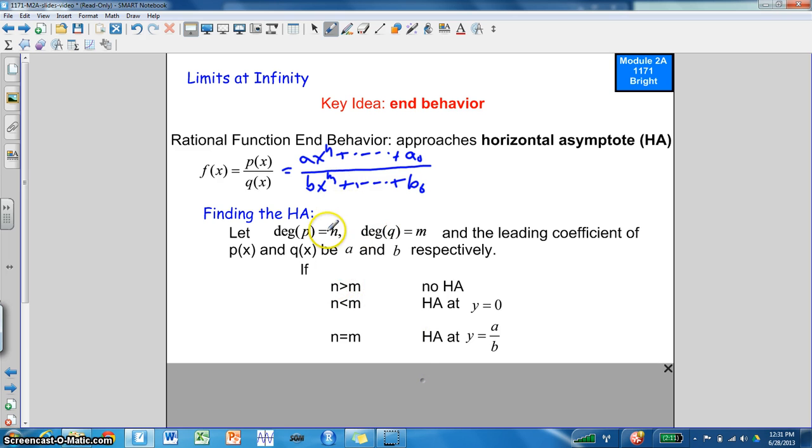So if n, the numerator degree, is greater than m, there's no horizontal asymptote. If it's less than, then we have a horizontal asymptote at 0, and then if they're equal, it's the ratio of the leading coefficients.